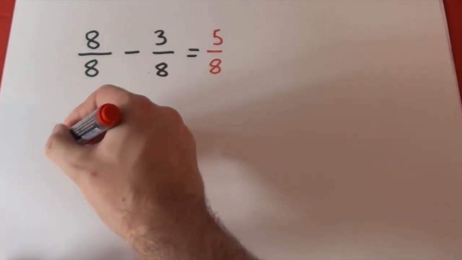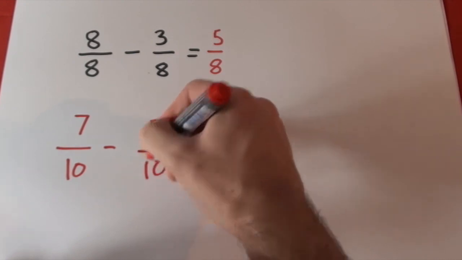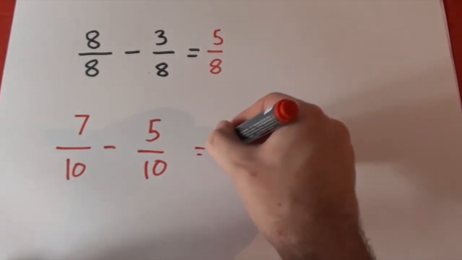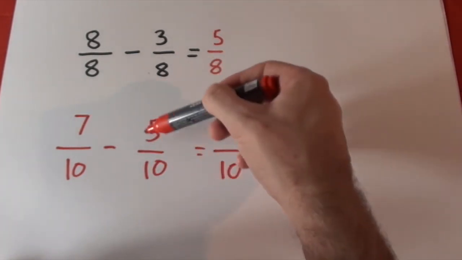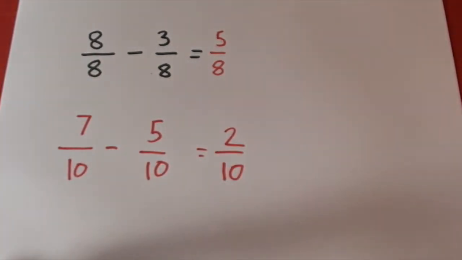This holds true for any sum you do. So for example, if you have 7/10, take away 5/10, the bottom numbers stay the same because the denominators are the same. 7 take away 5 is 2. And it works for everything where the denominators are the same.